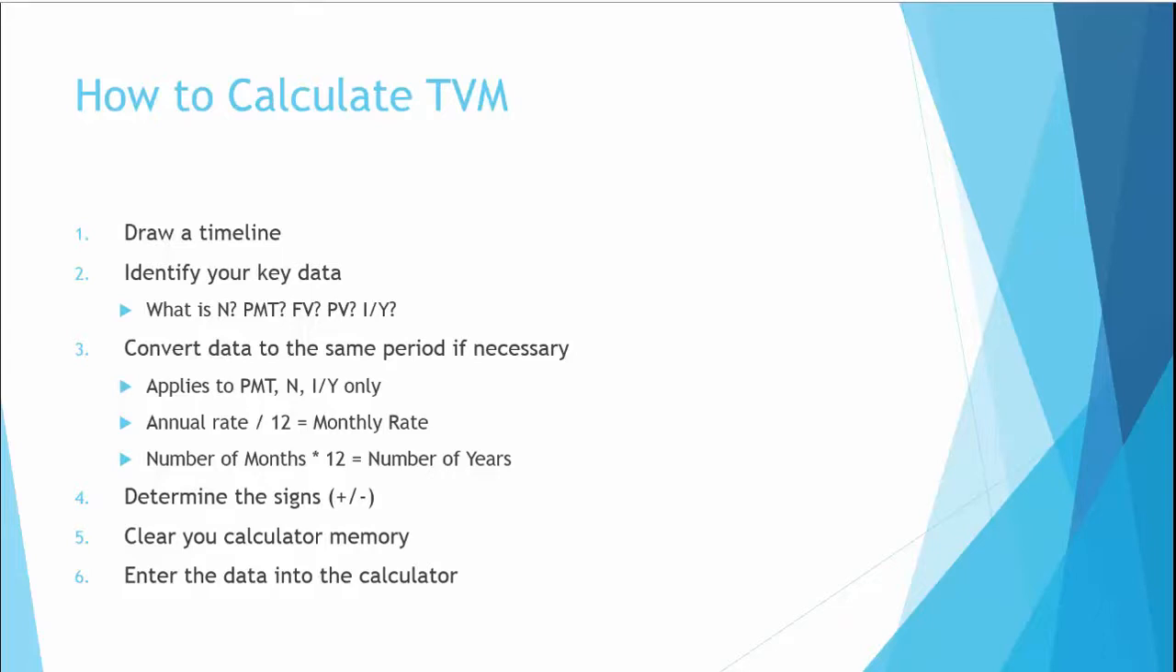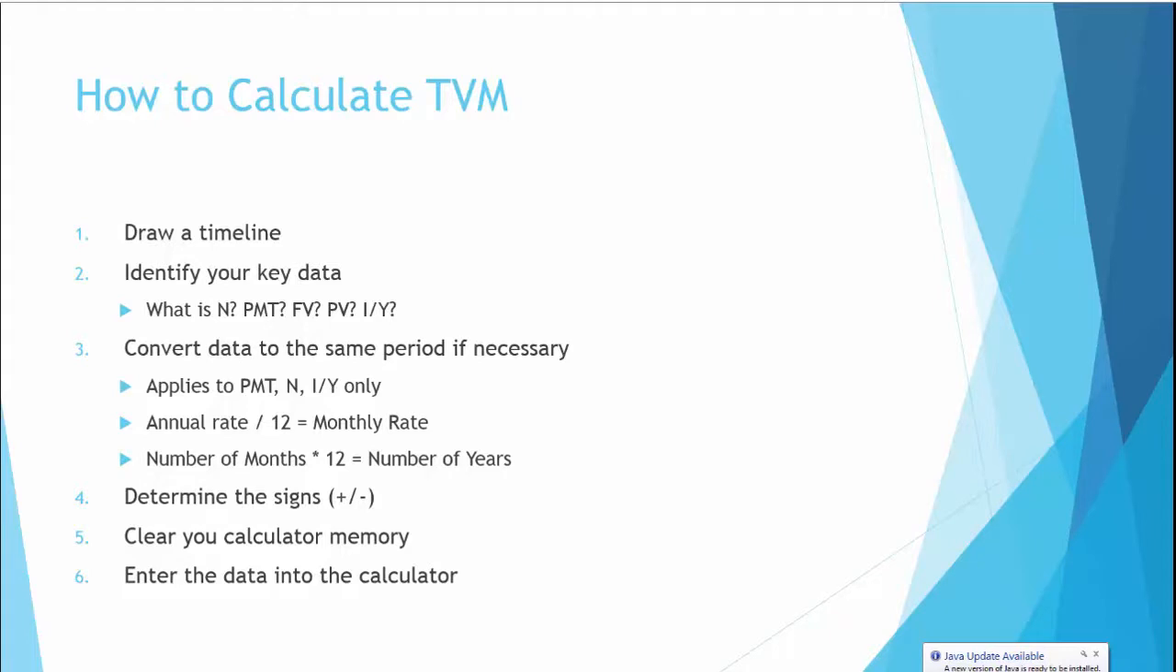Step 4, determine the signs. You must be careful to pay attention to the sign of the present value, future value, or payments. Remember, if there is a cash outflow, then you must use a negative sign. An example of a cash outflow is investing $100 into a savings account. That is a cash outflow to be able to save, so we would enter negative 100 into present value. If there's a cash inflow, then we use a plus sign. If we want to know how much we will get back in the future, then the sign is positive because we are getting money back.